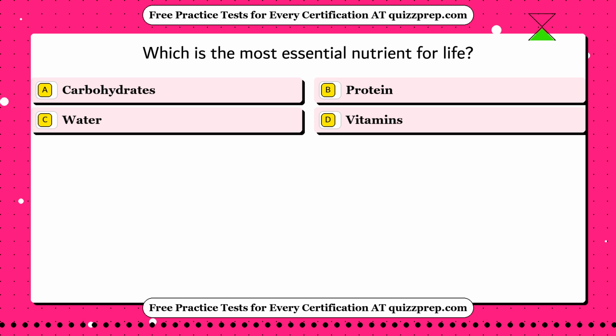Question 91. Which is the most essential nutrient for life? Option A, carbohydrates. Option B, protein. Option C, water. Option D, vitamins.